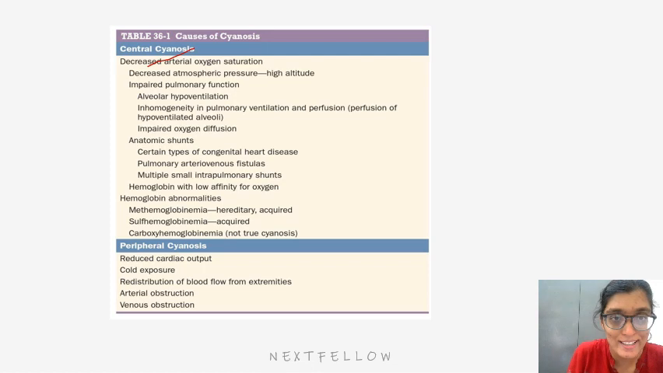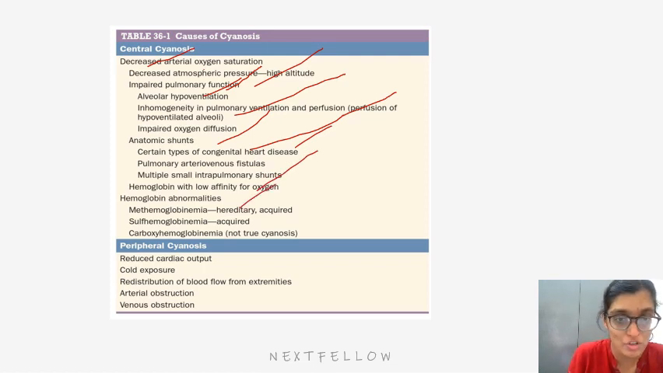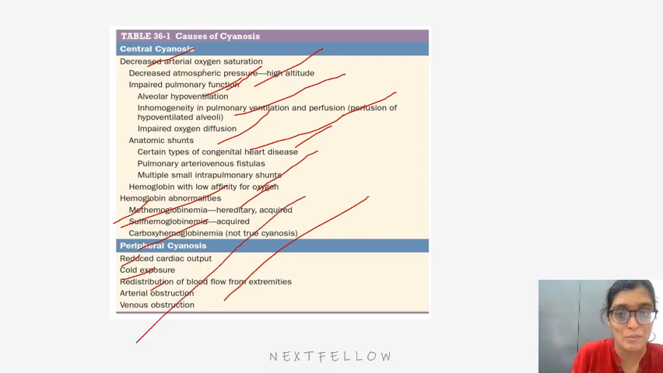Causes of cyanosis are decreased arterial saturation, decreased atmospheric pressure, that is high altitude, impaired pulmonary function like alveolar hypoventilation, inhomogeneity in pulmonary ventilation and perfusion of hypoventilated alveoli, impaired oxygen diffusion, anatomic shunts like certain types of congenital heart disease, pulmonary AV fistula, multiple small intrapulmonary shunts, hemoglobin with low affinity for oxygen. Hemoglobin abnormalities like methemoglobinemia, sulfhemoglobinemia, and carboxyhemoglobinemia. Peripheral cyanosis is due to reduced cardiac output, cold exposure, redistribution of blood flow from extremities, arterial obstruction, and venous obstruction.